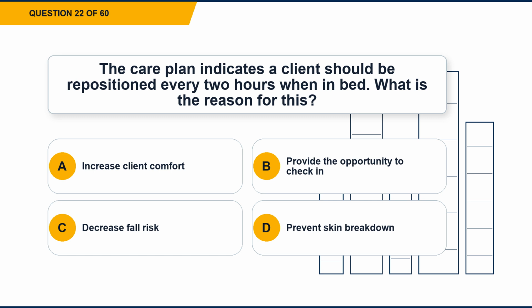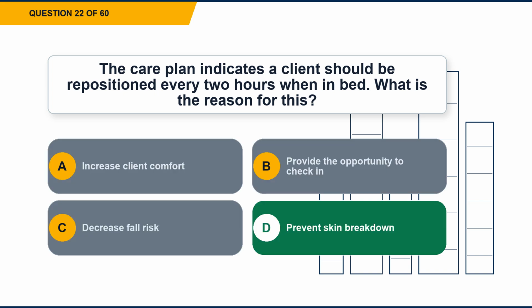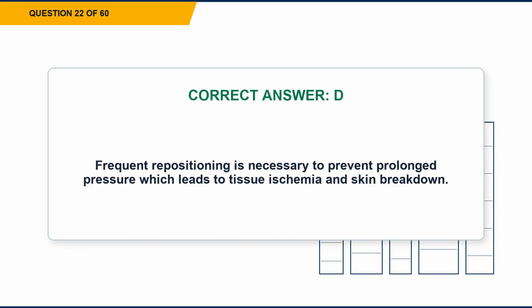What is the reason for this? Option A. Increase client comfort. Option B. Provide the opportunity to check in. Option C. Decrease fall risk. Option D. Prevent skin breakdown. The correct answer is option D. Prevent skin breakdown. Explanation. Frequent repositioning is necessary to prevent prolonged pressure, which leads to tissue ischemia and skin breakdown.